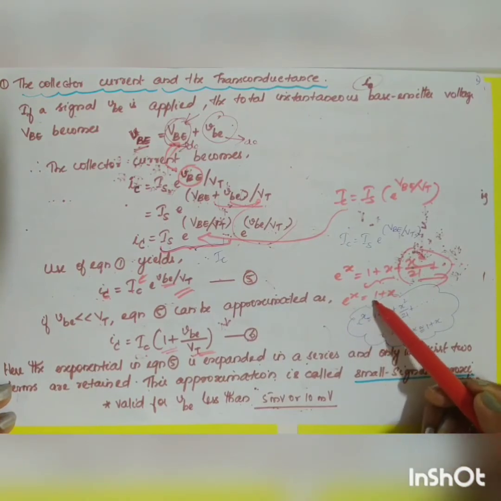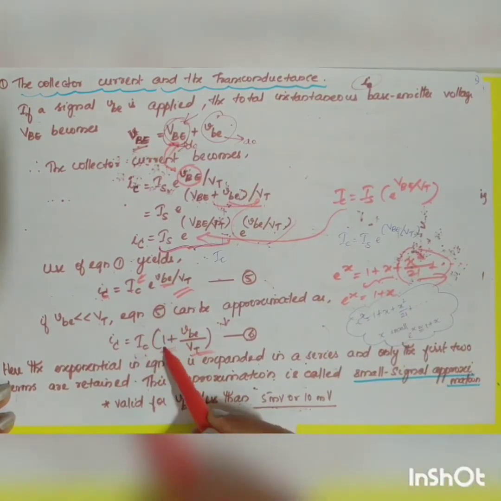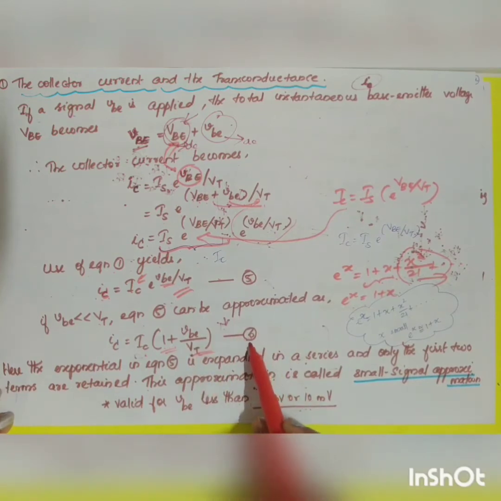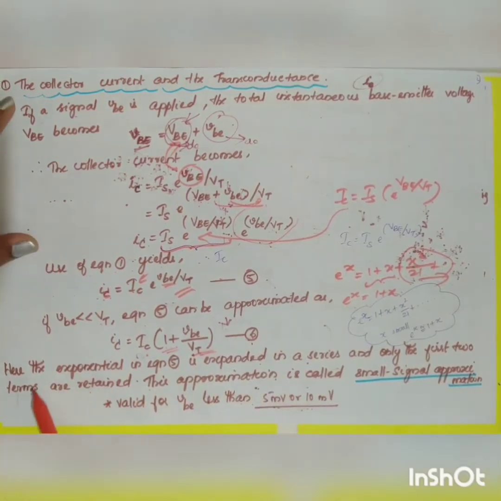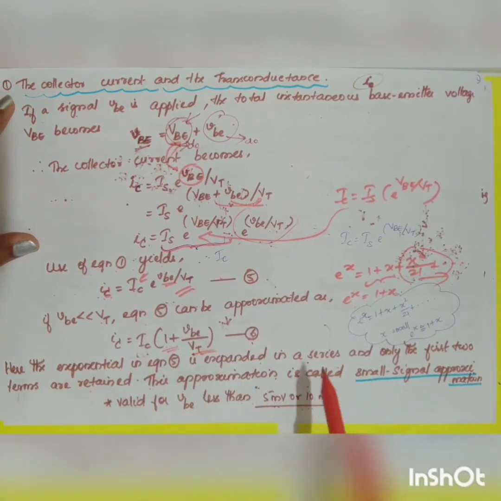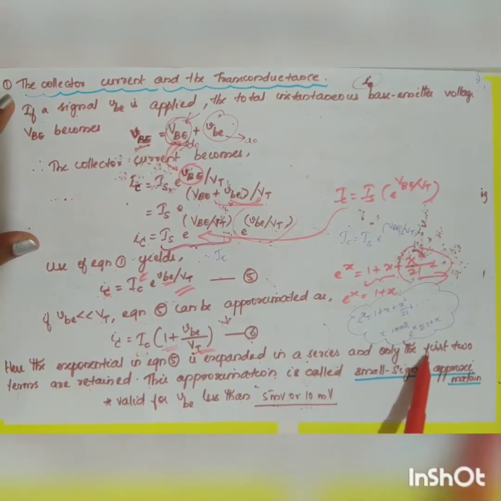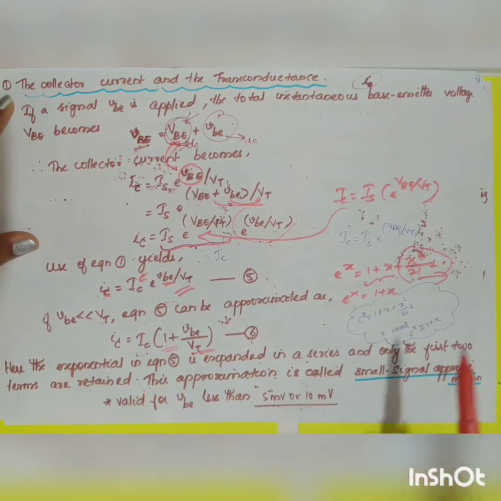So what will be the value? That's why it is written as IC into 1 plus small VBE divided by VT. That is taken as equation 6. So the reason is written here. Here the exponential in equation 5 is expanded in a series and only the first 2 terms are retained. This approximation is called the small signal approximation.